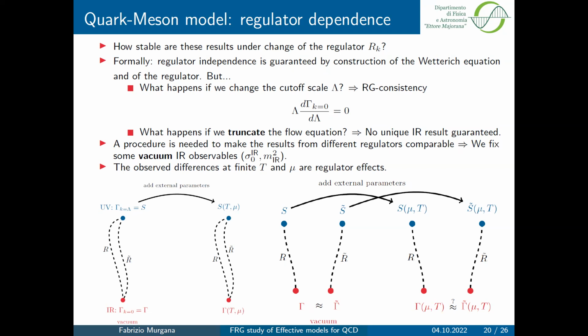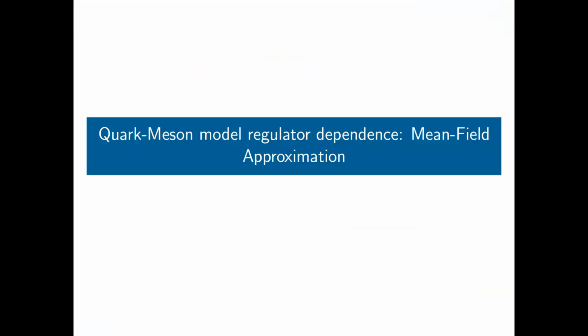And this procedure is basically fixing some IR observables in the vacuum, like the position of the minimum and the curvature mass. Once you have fixed this, you're sure that all the differences you observe when you go to finite temperature and finite chemical potential are both cutoff and regulator artifacts. So you can basically quantify these effects.